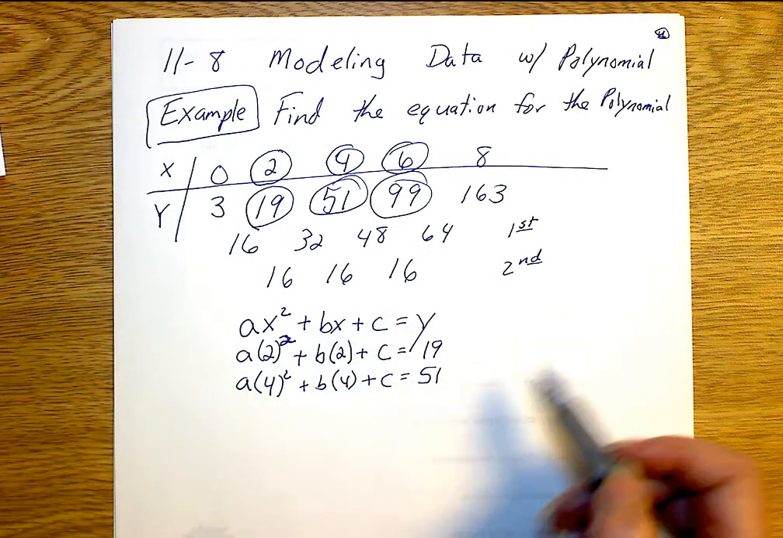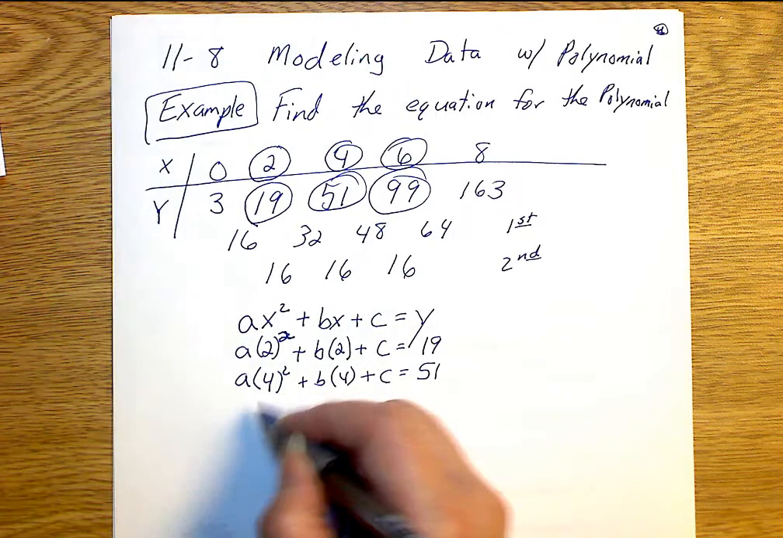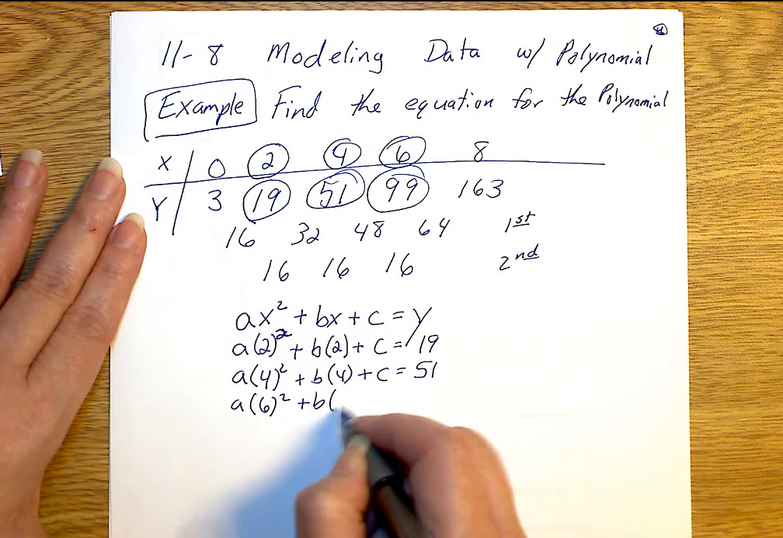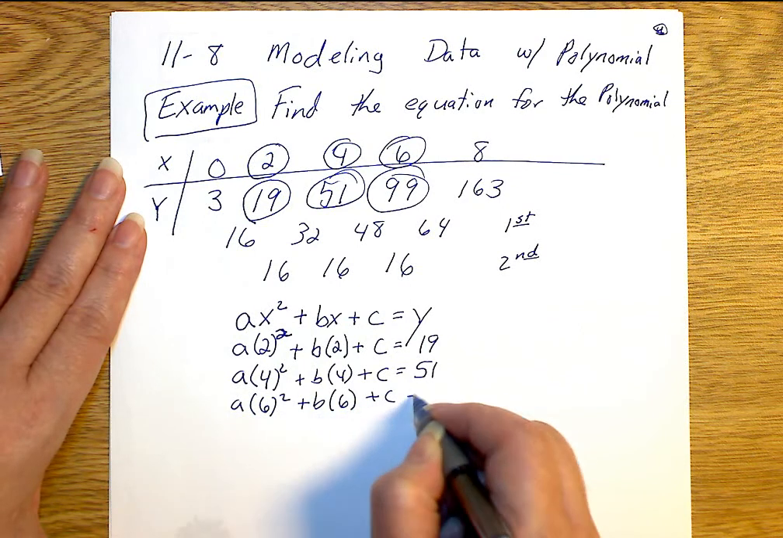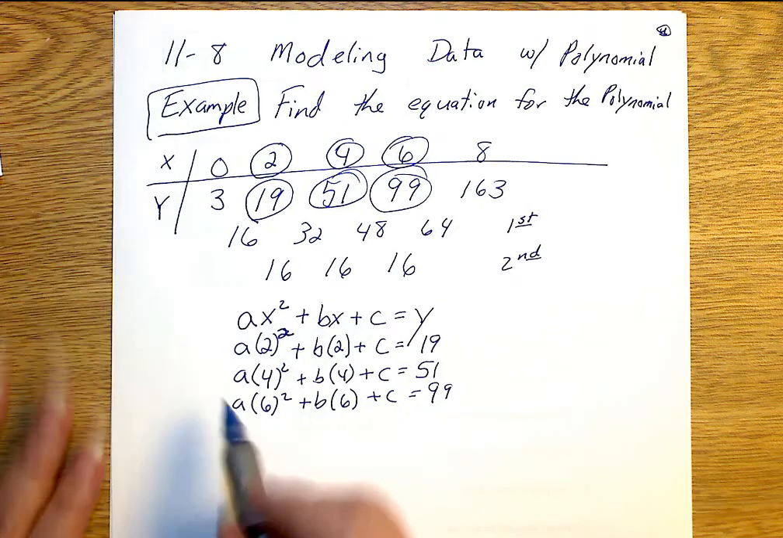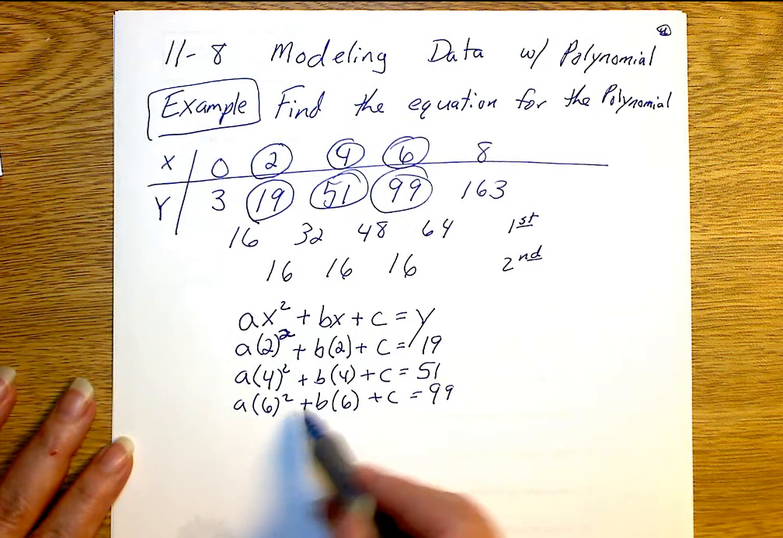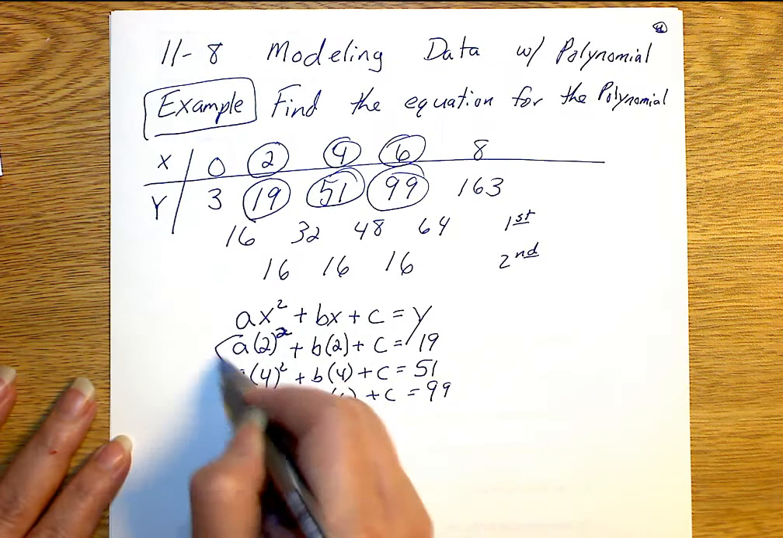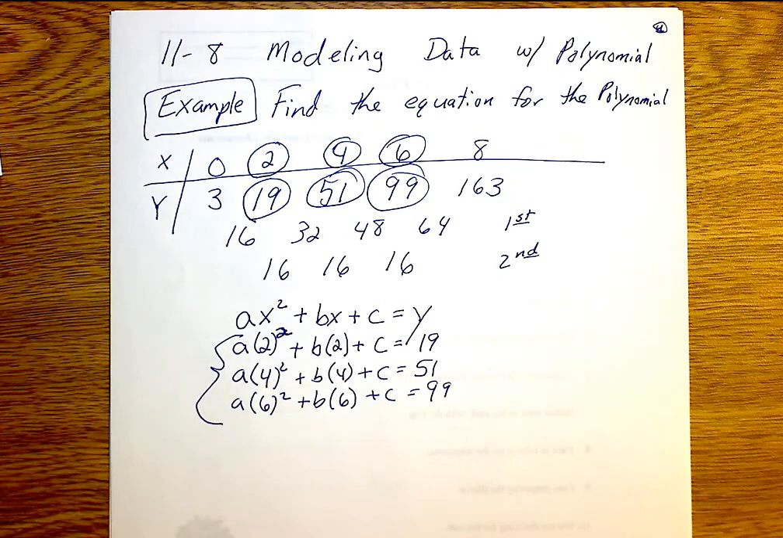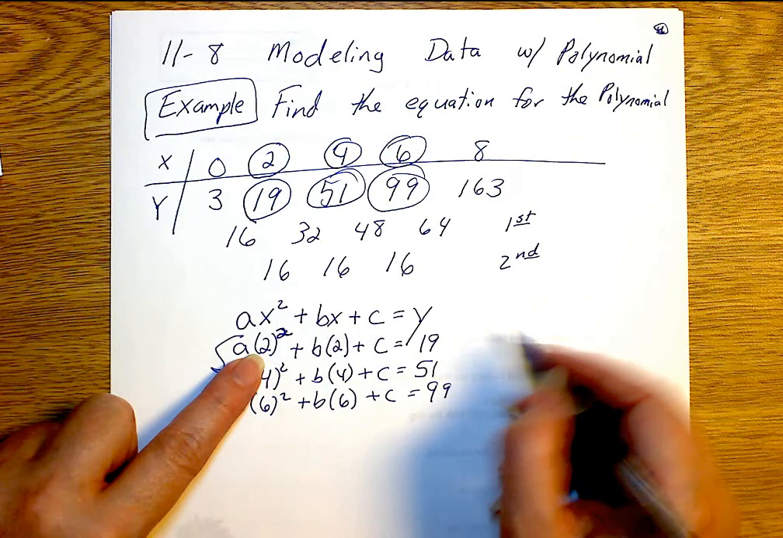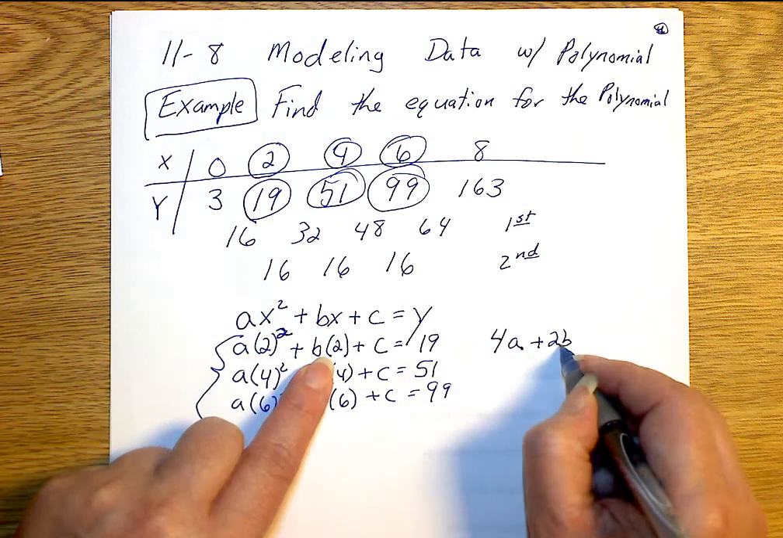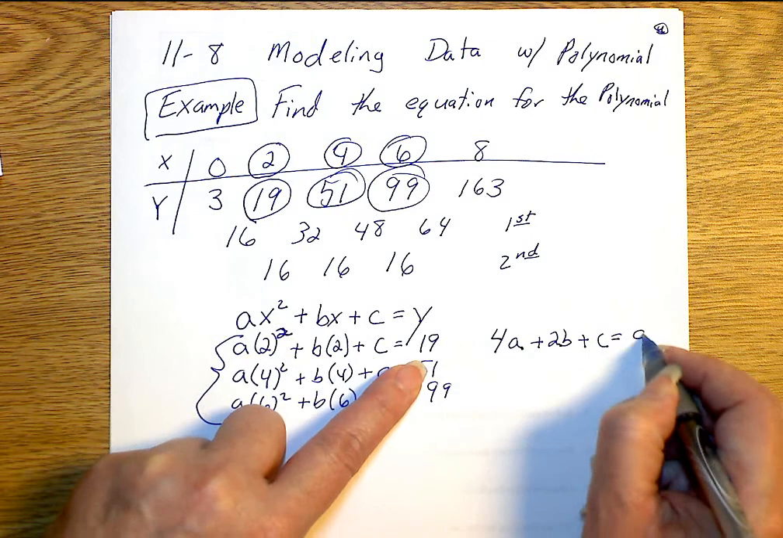So what's my next one? 6 squared. Very good. So you have your 6 squared A plus your B6 plus C is equal to 99. Questions about how I got those 3 sentences? Let's clean them up. So we have 2 squared gives me 4A plus 2B plus C is equal to 19.